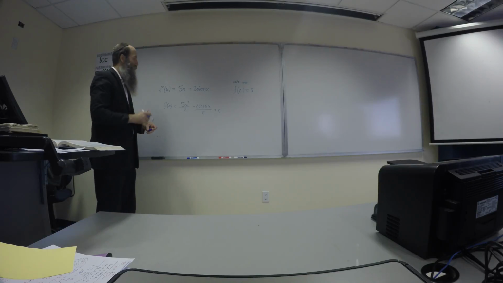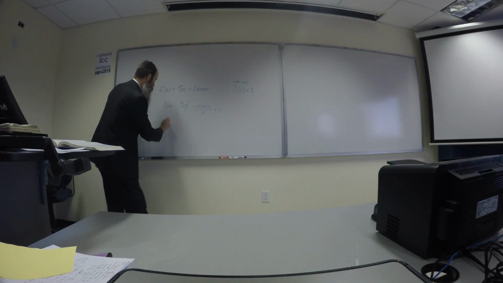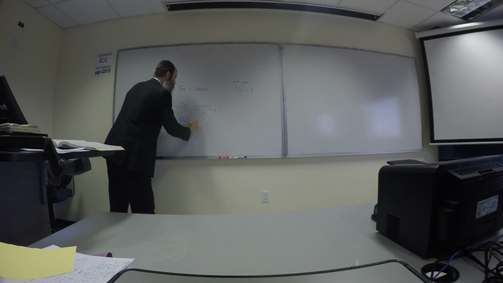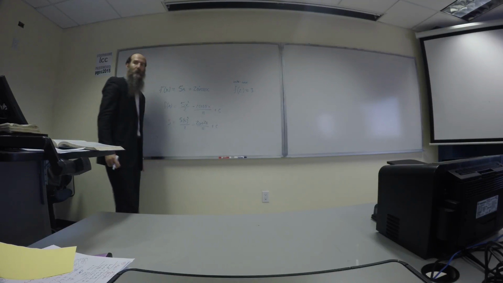So then we start out with 3 equals 5x squared divided by 2. So 5 times 2 squared divided by 2 minus 2 cos, I'm going to write 2 pi just so it's a little clearer, over pi, plus c. And the whole point now is just to determine the c, right?